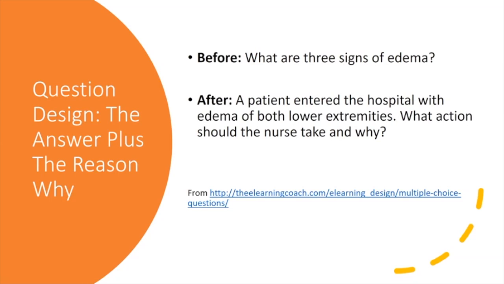And so here you could see the initial question was, what are the 3 signs of edema? But then the second question, again, creates a more practical situation that allows the students to explain what the signs are and what they would do. So these are some ways to think about question design and how to do that while you're thinking about your exams.